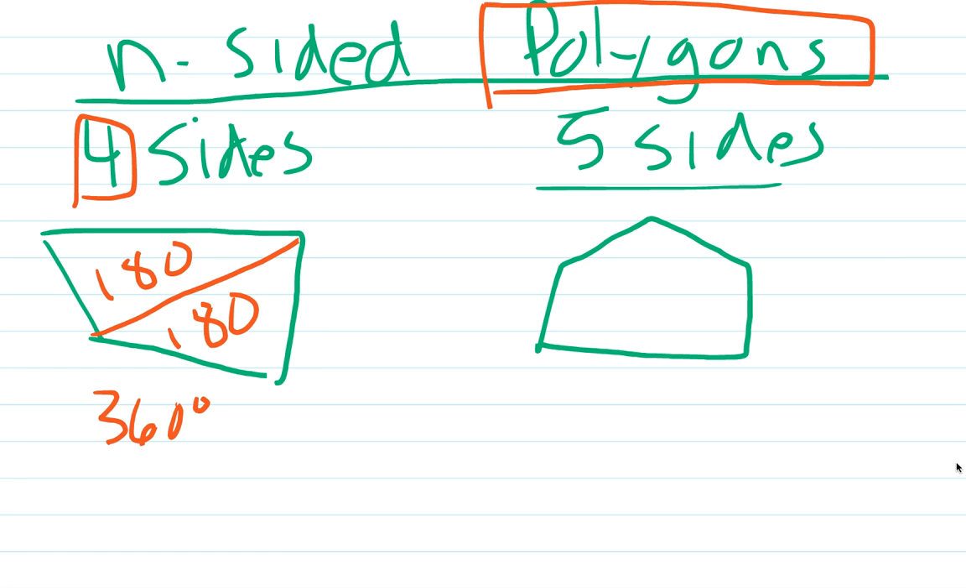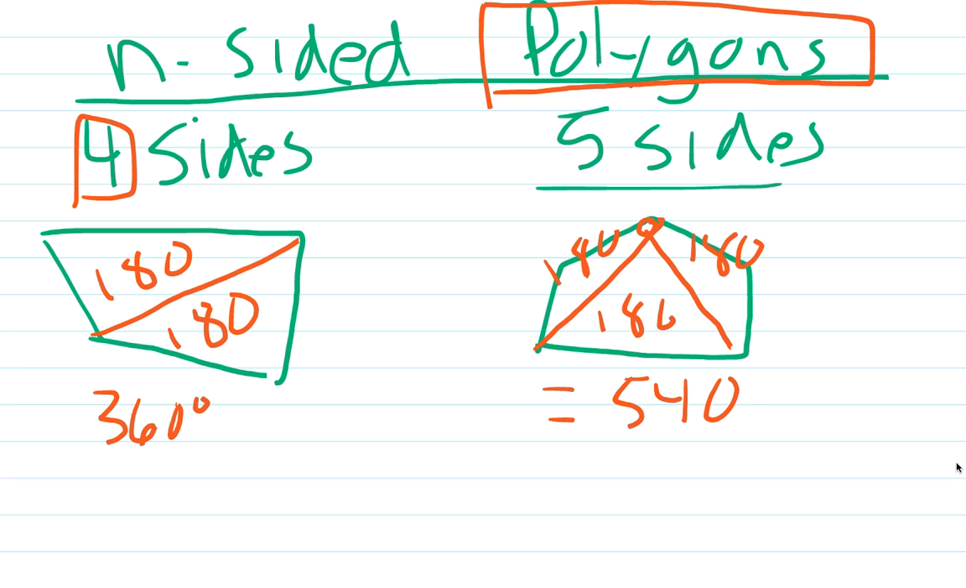And then if you have a 5-sided shape, what you do is go to one vertex, and do like so. So now you have three triangles, 180, 180, and 180. You add that up, 180, 180, 180 is 540 degrees internally. So the question is, what happens if you have a 10-sided shape?